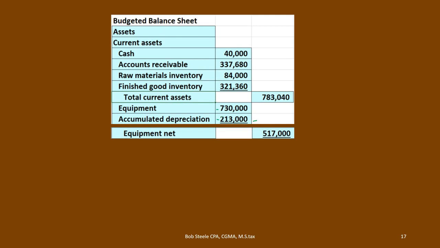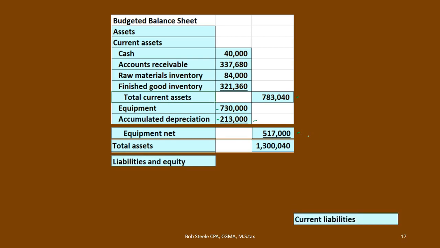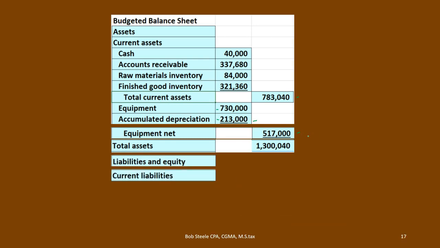517,000. Then we're going to have the total assets being the outer column. So the outer column of current assets, 783,040 plus the 517,000 gives us the $1,300,040. Then we have the liabilities and equity we're going to move on to, starting with the current liabilities.